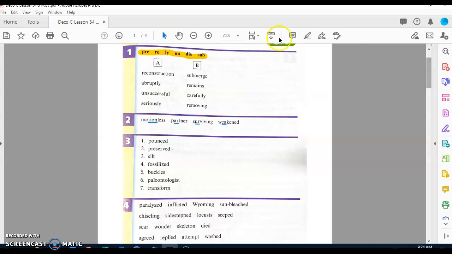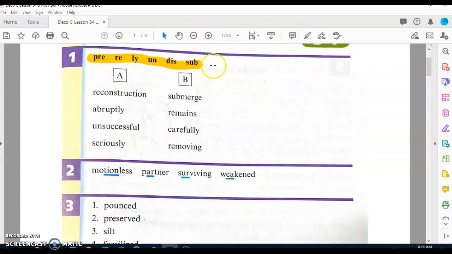Touch the first row in part 1. So you're looking at the first row, paying close attention, boys and girls. Now, let's see if you remember a meaning for one of those affixes. Touch the letters P R E. What's one meaning of pre? Get ready. Before. What's one meaning? Touch the letters R E. What's one meaning of re? Get ready.